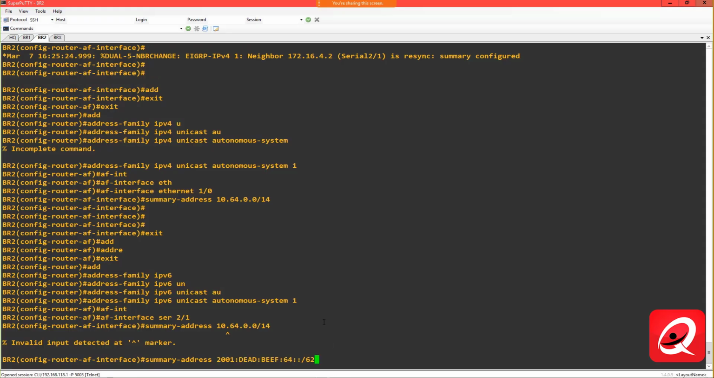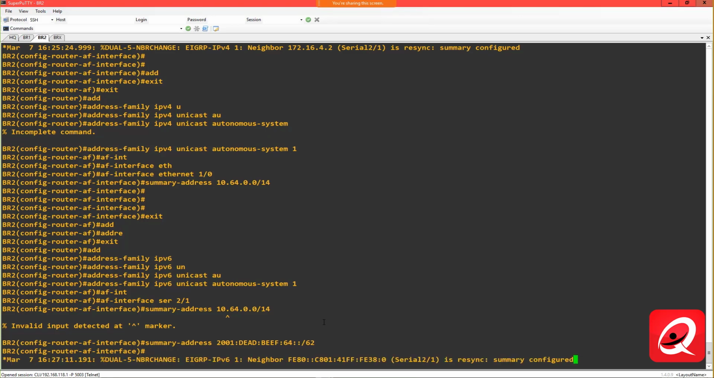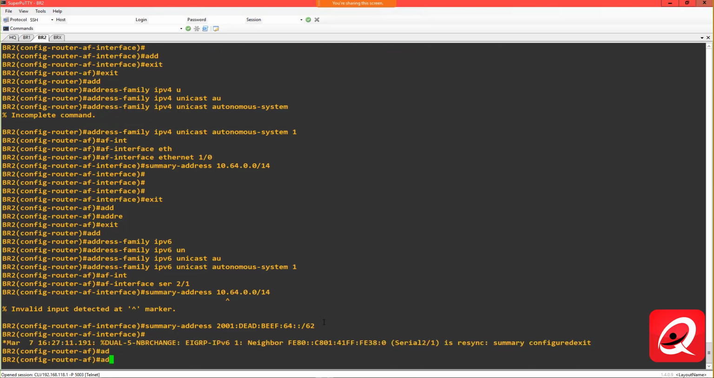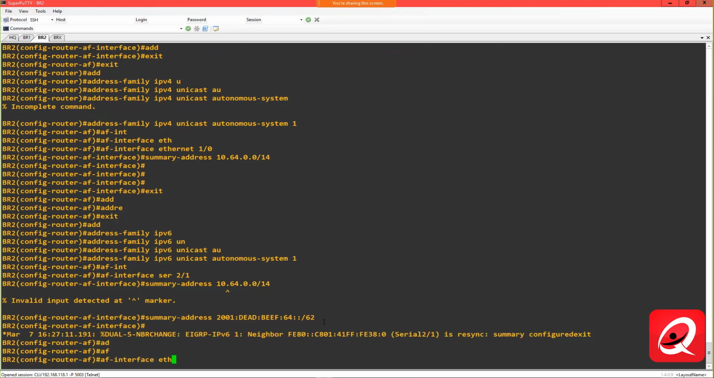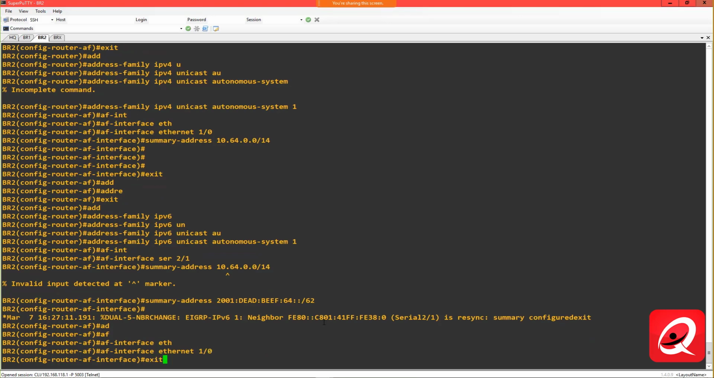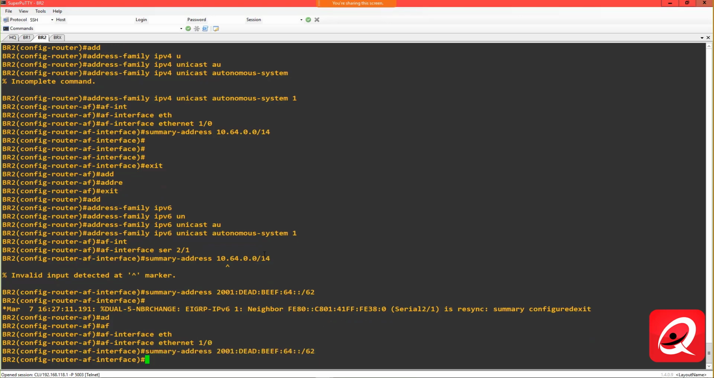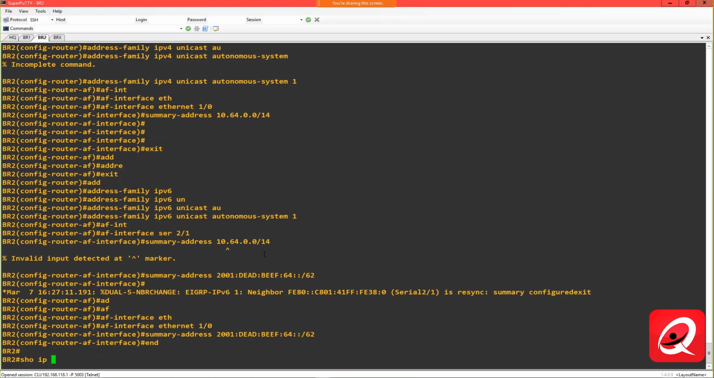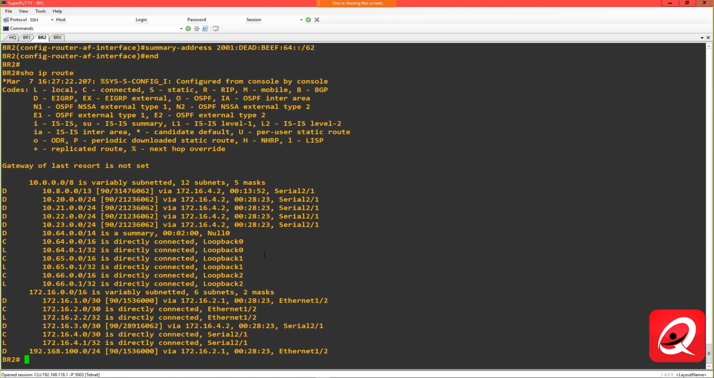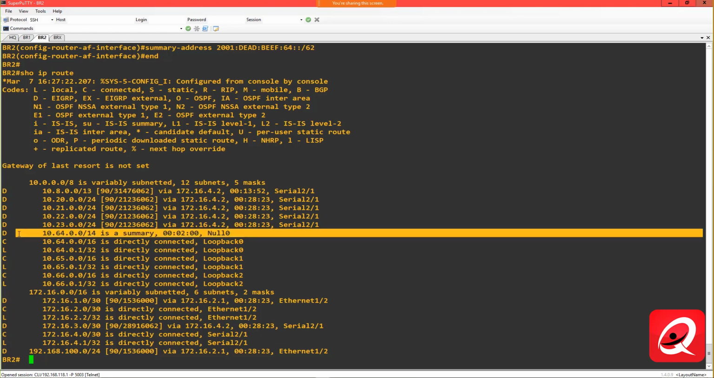All right. And let's exit out of there and then go AF interface Ethernet 1.0, and then the same summary. All right, so if I do a show IP route, we can still see in this particular case that we do have a null 0 route that's going to be created for the summary, so that doesn't change. We still have the loop avoidance even though we're running in named mode.